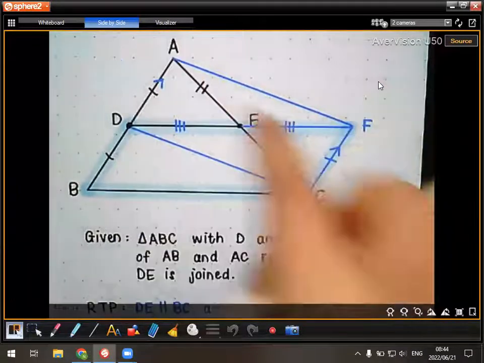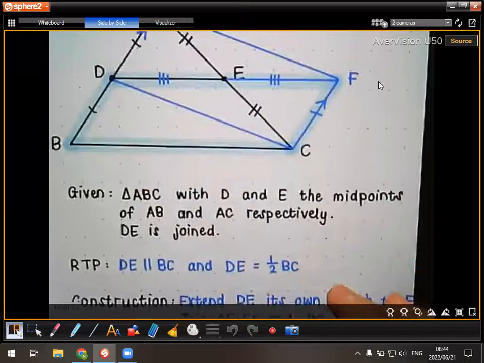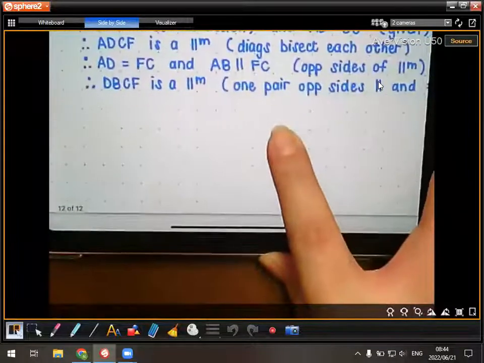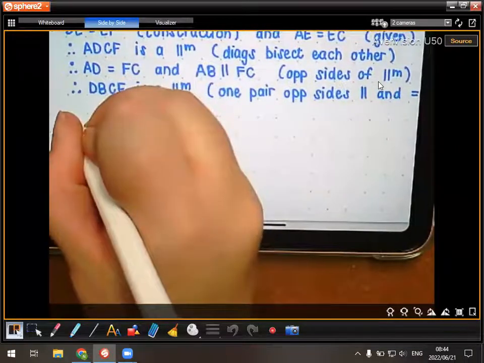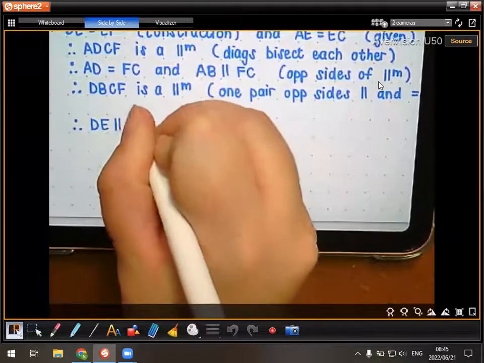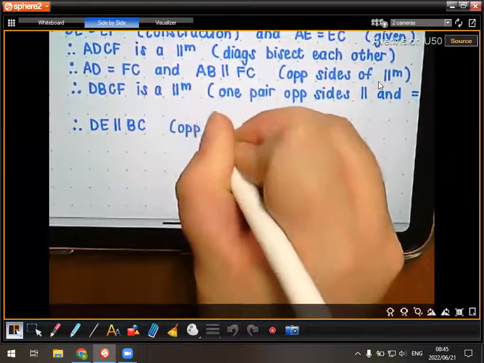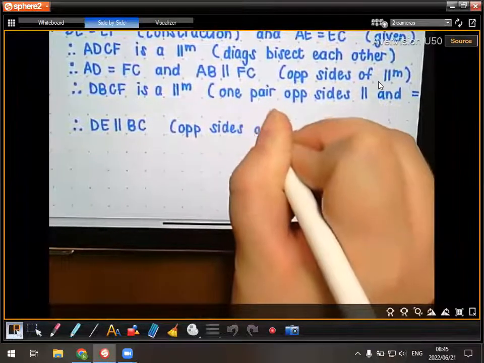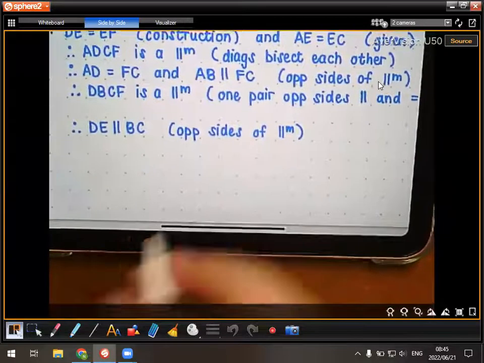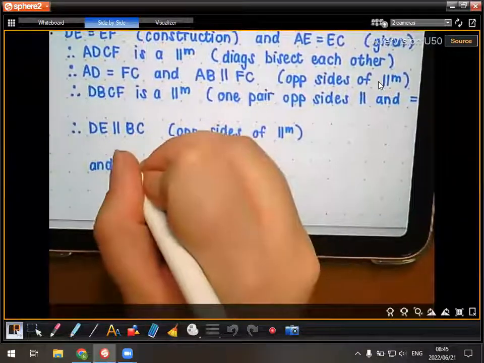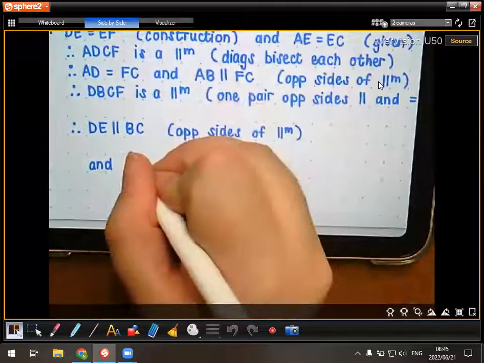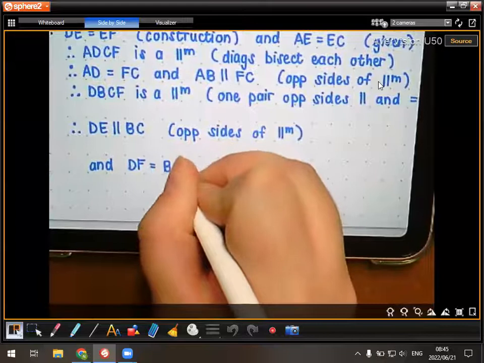All you have to fill in is your construction. Just a construction, just a blue line. You don't have to fill in that construction. It's just for your understanding that I'm doing that. Therefore, DE is parallel to BC. So I'm just writing that parallel statement on its own. And DF is equal to BC, same reason.